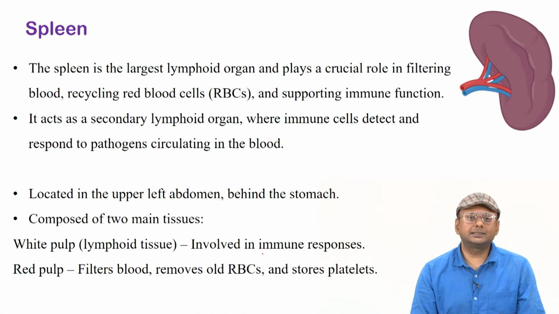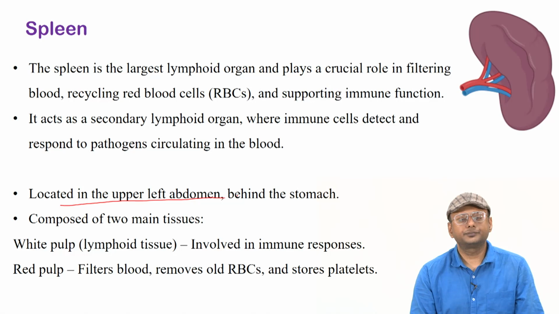The spleen is the largest lymphoid organ in our body. It has a very important role in filtering the blood, recycling the RBCs and supporting our immune system, okay. It is located in the upper left abdomen just behind the stomach, okay.